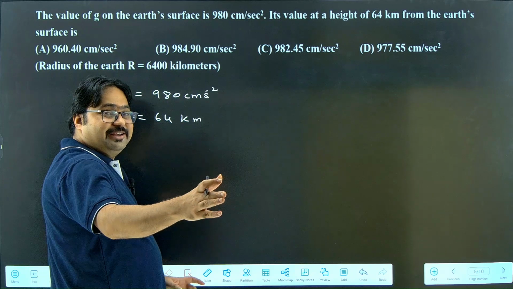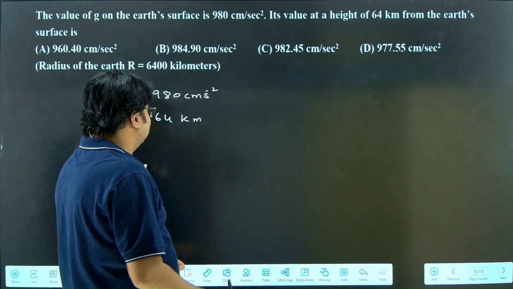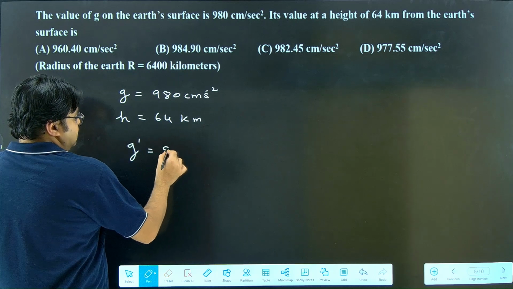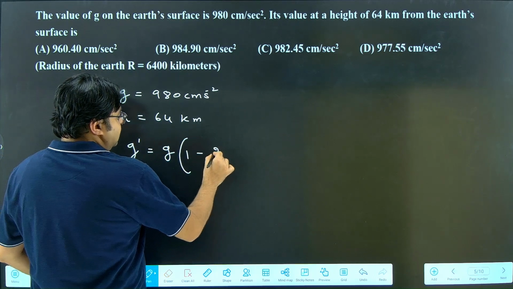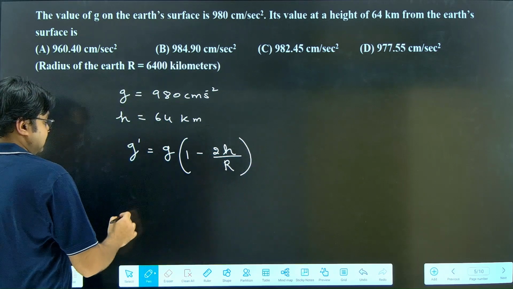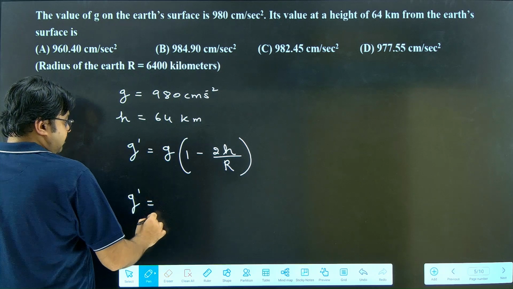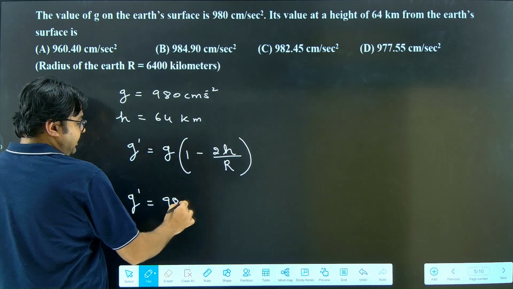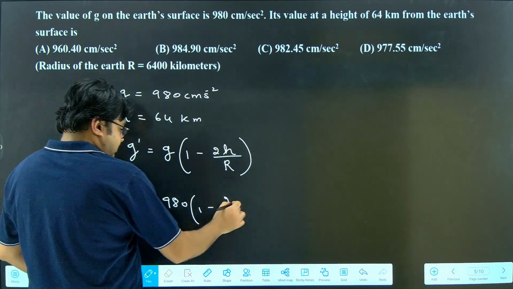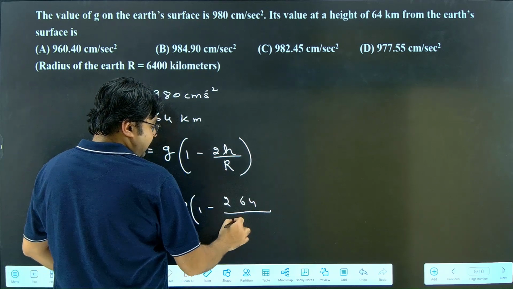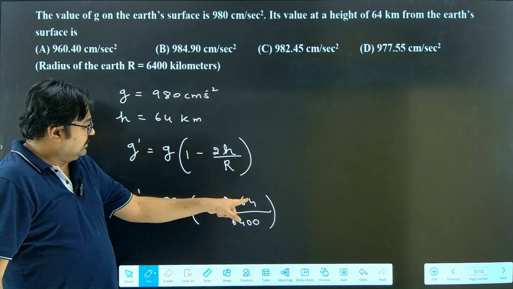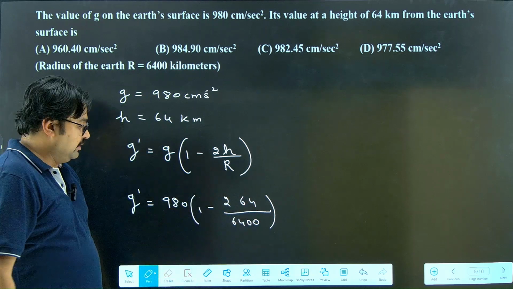So when compared to the radius of the earth, which is 6,400 kilometers, you can write down the equation g' = g(1 - 2h/R), where R is the radius of the earth. Having said that, we have g' equal to g, which is 980 anyway, times (1 - 2h/R), where 2h is 64 kilometers divided by the radius, 6,400 kilometers. I did not convert the units because these two are in kilometers and the units will anyway get cancelled.